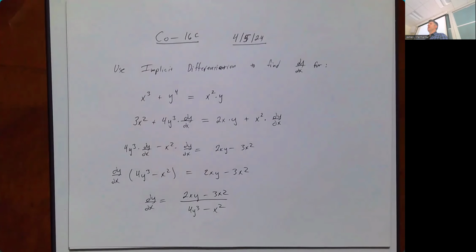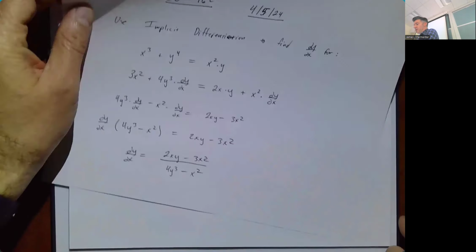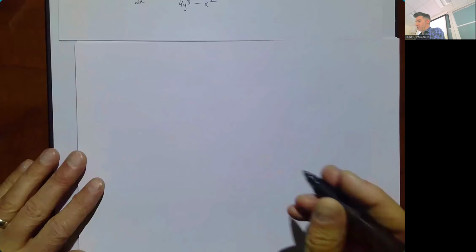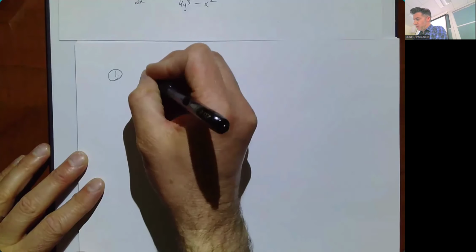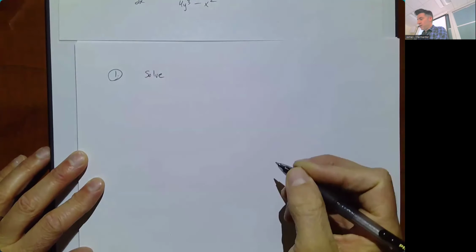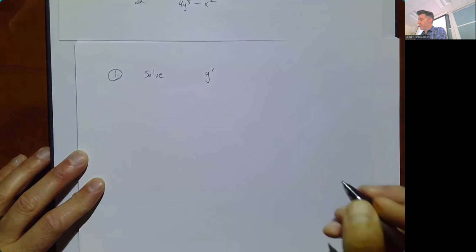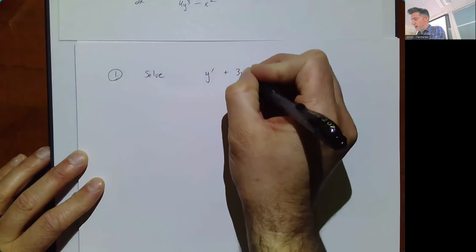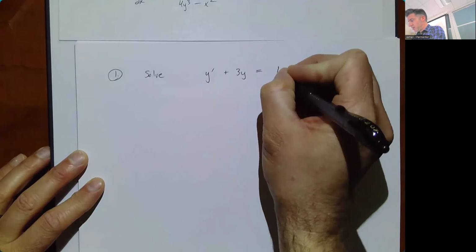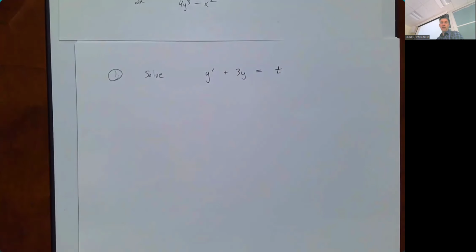So let's talk about solving some differential equations that are not separable. And we're just going to start with an example, and then we'll move on to talk about where it all comes from. But I think it's good to do this as an example first. So let's say we want to solve the following differential equation. Solve y prime or dy/dx, either way you want to write it, plus 3y equal to just good old t.